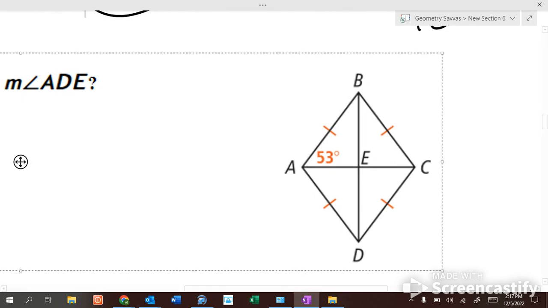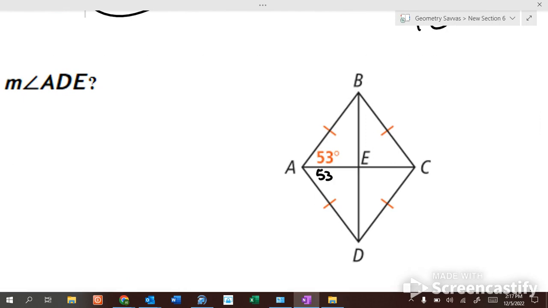So when we have a rhombus, once I know one angle, I know every other angle. Okay? If this is 53, this is 53. This is 90, this is 90, this is 90, this is 90. This is 53, and this is 53. Because it's a parallelogram, because opposite angles are congruent.